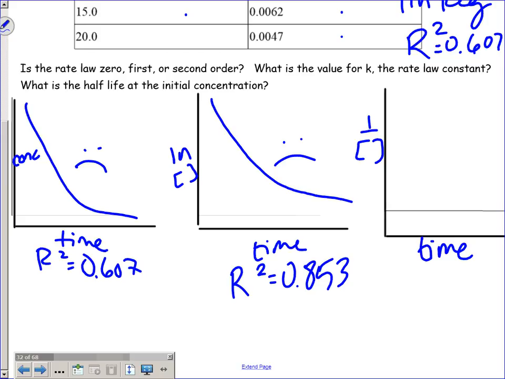Anybody R squared for this one? 0.9999. Can I get a second on that? 0.999? Okay, what does this graph look like? Straight line, up or down? It is the only one that's a positive slope. Just remember, second order is the only one with positive slope. What is that slope, by the way? What's the slope?